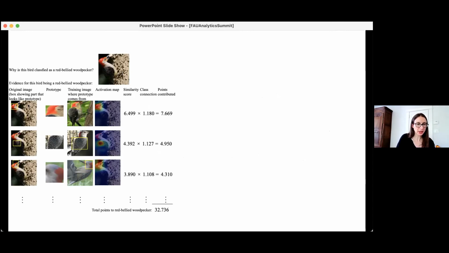The network says, I think this part of the image looks like this part of that image, and I'm going to give it a similarity score of 6.499. So it gives a score of how similar this is to that. And then there's another number for each comparison, which is how important this prototype is to this class. These are all prototypical red-bellied woodpeckers, and there are 20 of them for each class. So there are 20 pairs of numbers for every prediction, and that tells you how many points you get for each comparison. You add up all the points, and you get a total number of points for the red-bellied woodpecker class. And it does it for all the different classes too.